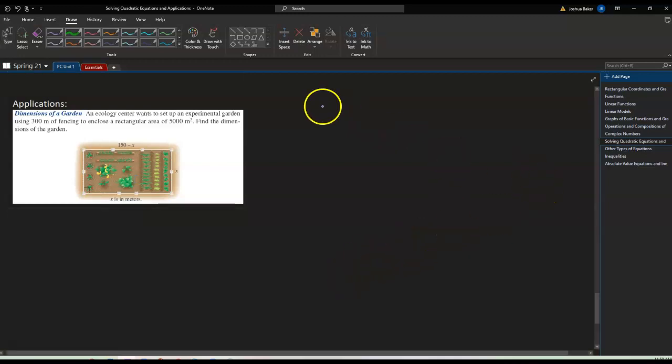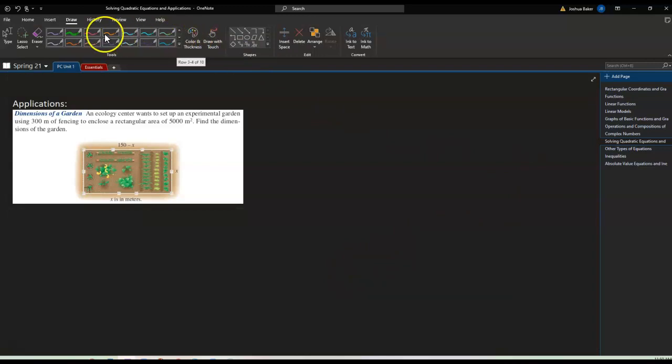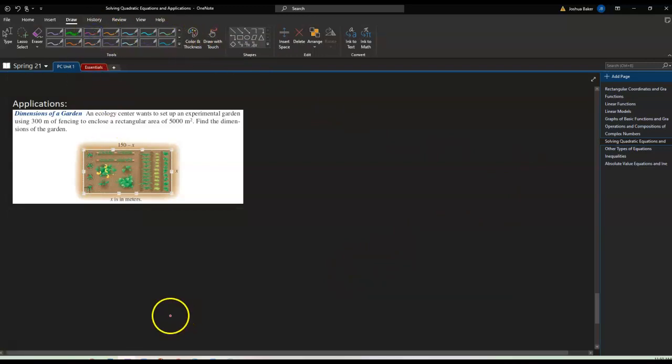Okay? Keep that in mind. I'm not going to force you to use that completing the square method. Okay. So then we're going to have some applications.